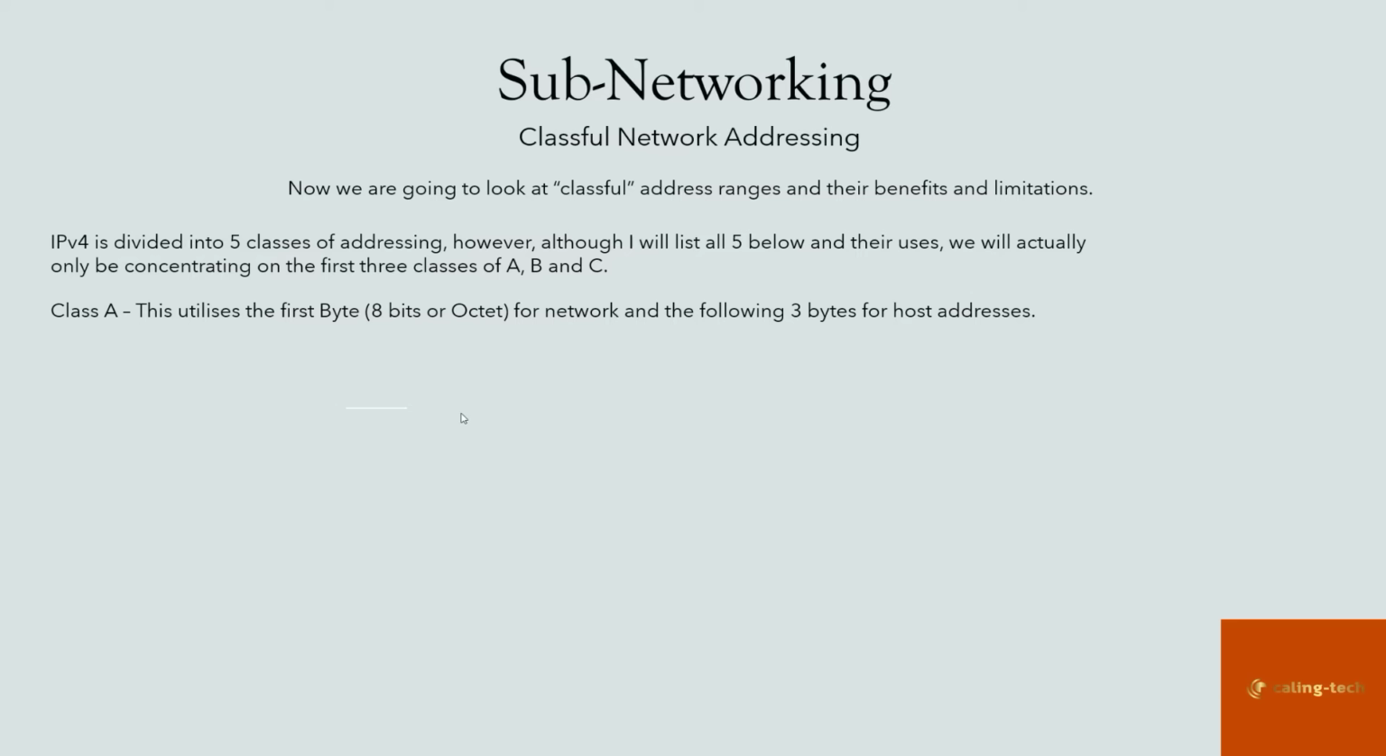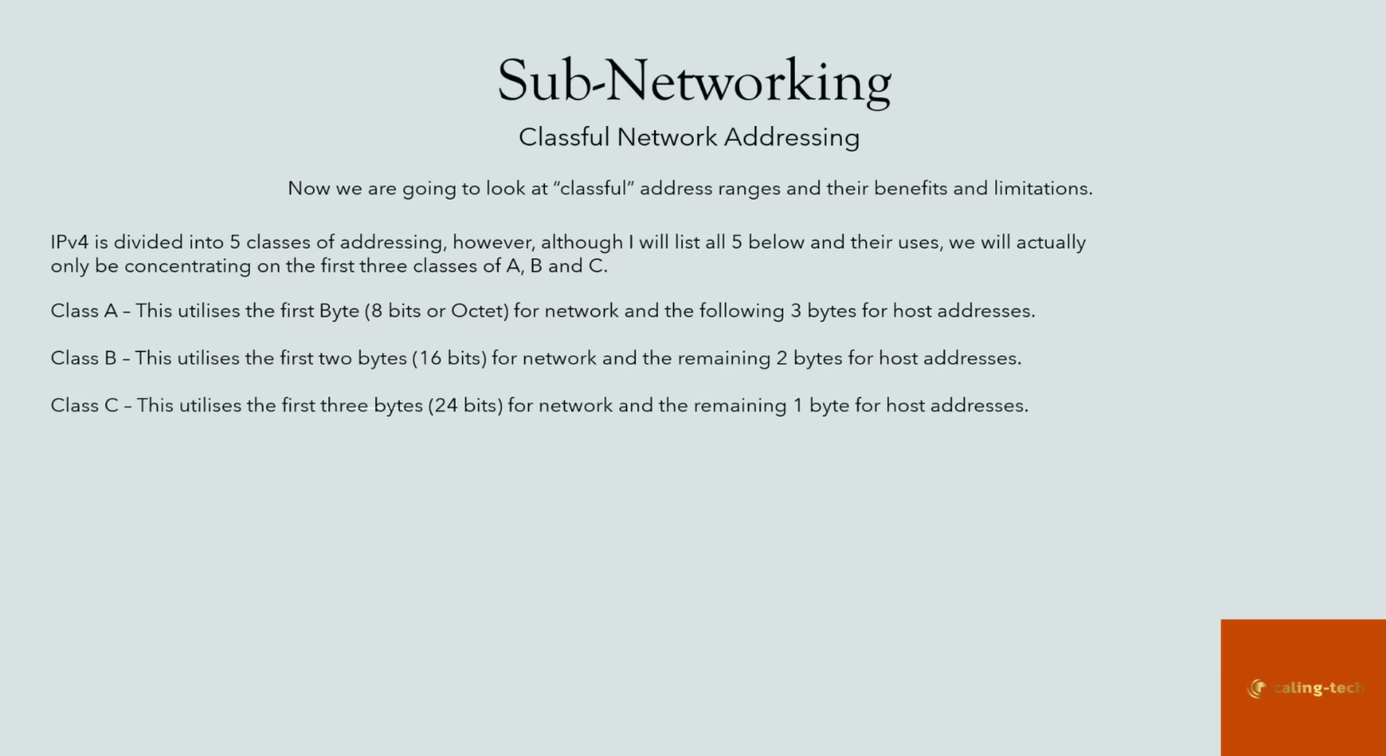So we have a class A. This utilises the first byte, 8 bits, or an octet as it's known, for the network, and the following 3 bytes are reserved for host addressing. Class B, well, this utilises the first 2 bytes, or the first 16 bits for the network, and the remaining 2 bytes for host addresses. A Class C, this utilises the first 3 bytes, or 24 bits for the network, and the remaining 1 byte for host addresses. Class D, that's actually reserved for multicast usage. When we do the tutorials on multicast itself, we'll delve into this in great depth. And Class E, that's reserved for future usage.